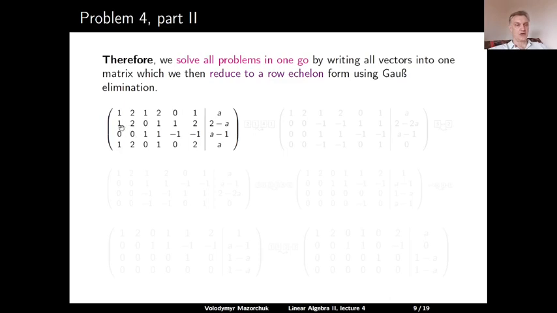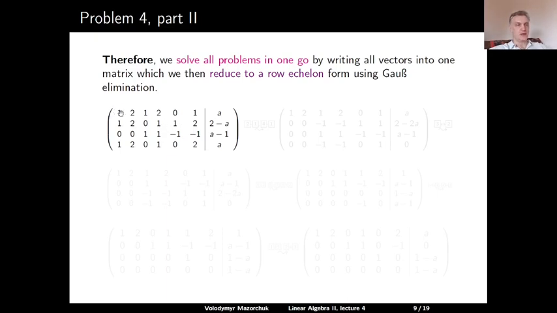So we consider the following matrix. Here v1 is the first column, v2 is the second column, v3 is the third column, and so on. And then we draw a vertical line and we write the vector w as the last column of the matrix. The vertical line signifies the fact that the subspace which we are working with is generated by all the vectors which are to the left of this line, and we cannot take w into the generating set of our subspace. So we start from this matrix and we reduce it to a row echelon form using Gauss elimination.